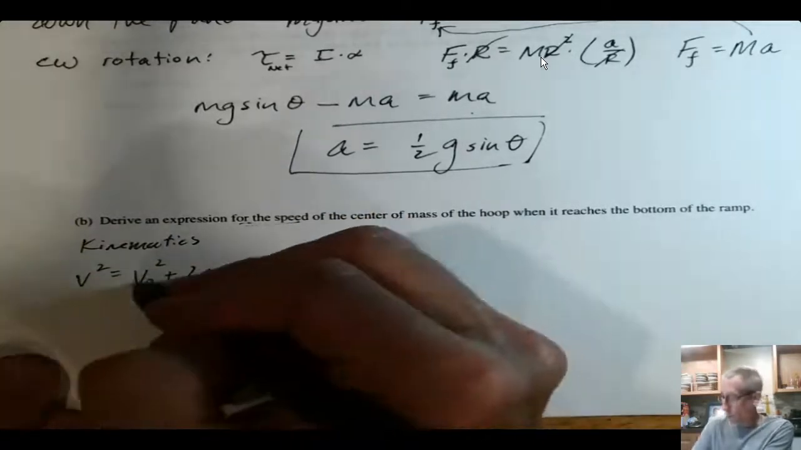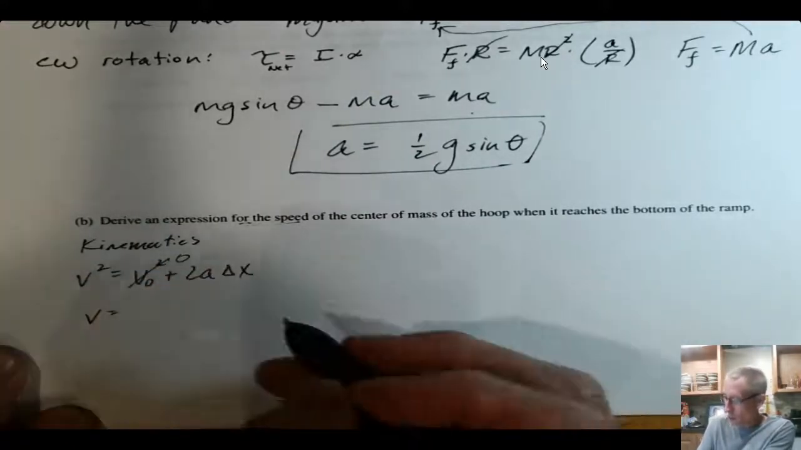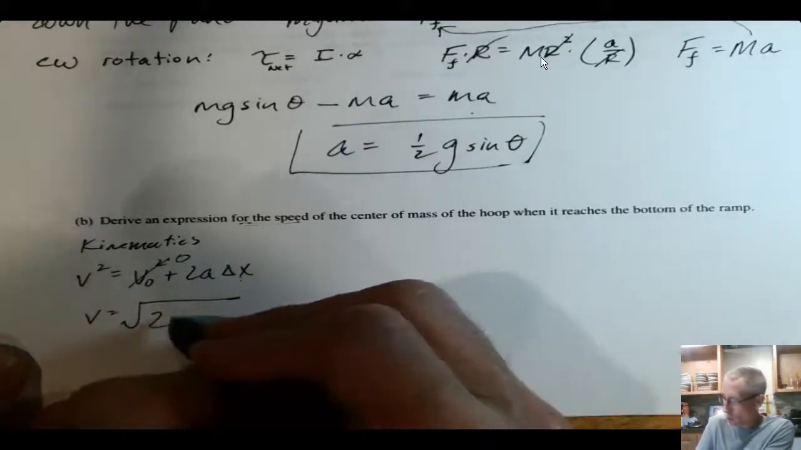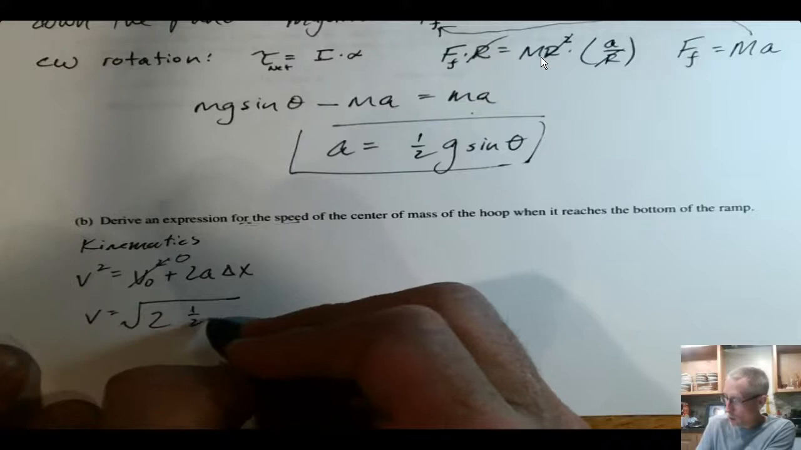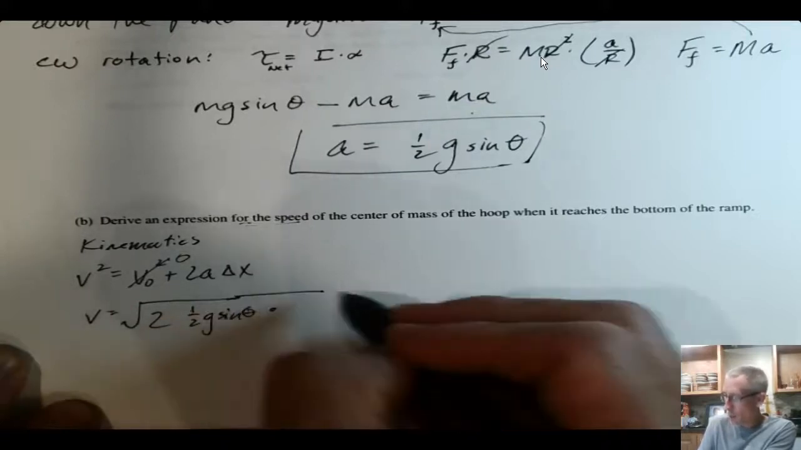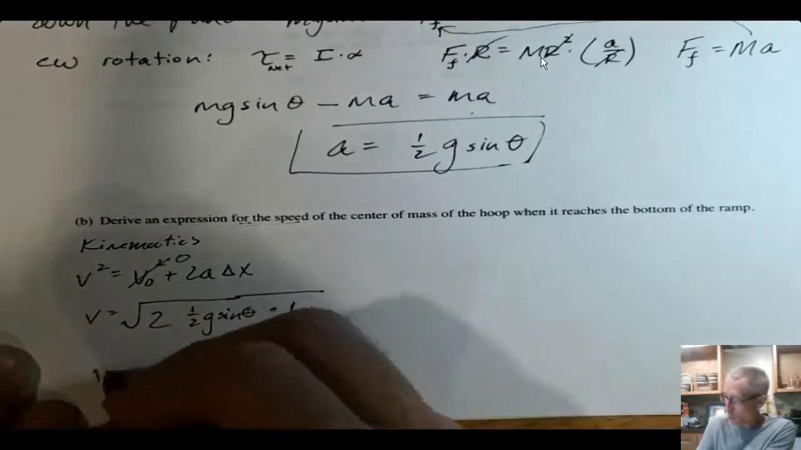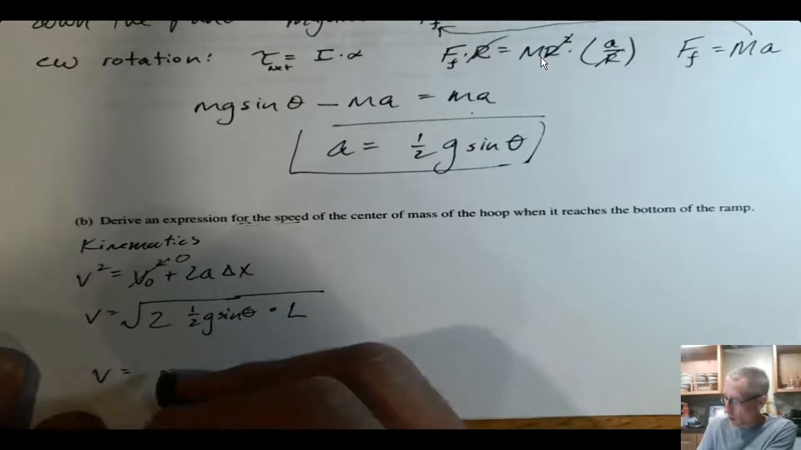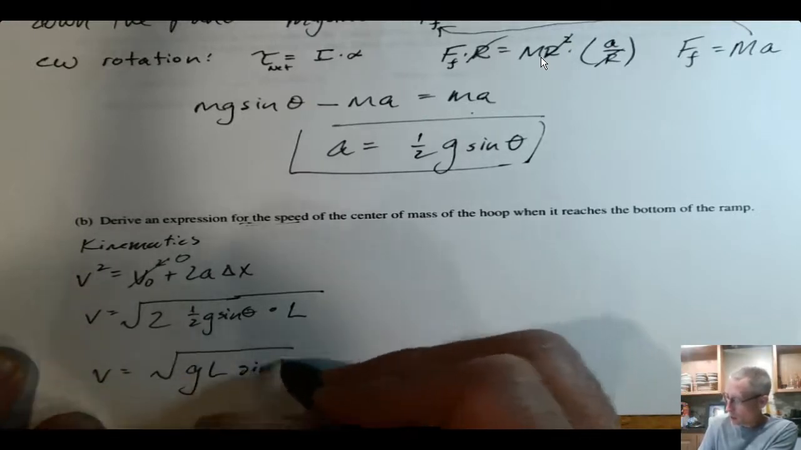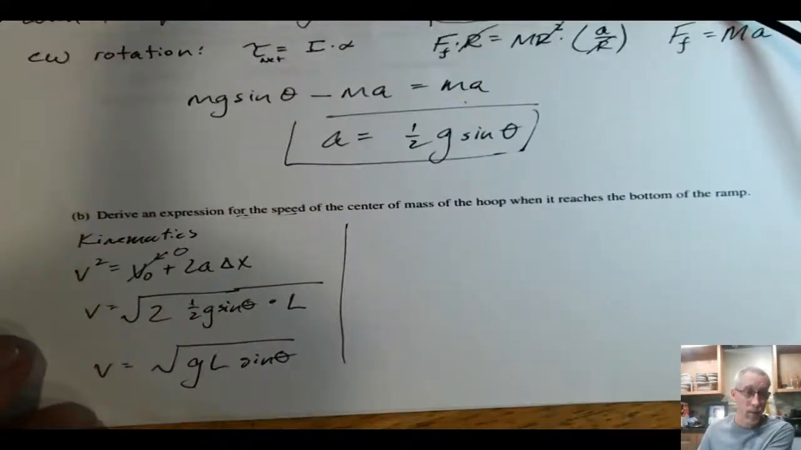Well, we don't have v naught. I mean, we have it. It's 0. And so the velocity is just the square root of 2 times the acceleration, which is 1/2 g sine theta, times delta x, which is how far it's moved while it's accelerated, and that's L. And so we get a pretty simple relationship here of the square root of gL sine theta. So that's kind of nice and simple, right?